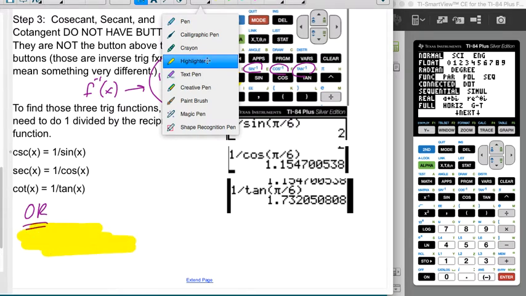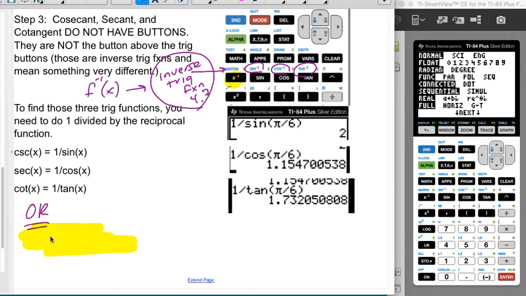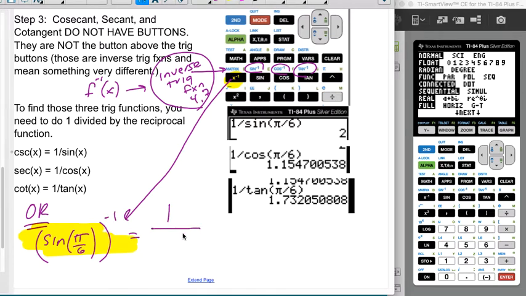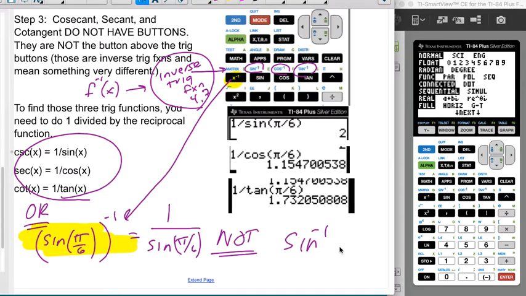You could type sine of pi over 6, whole thing in parentheses, and then use this inverse button, because that would mean 1 over sine of pi over 6. Now, I personally prefer to do the division because then I don't accidentally make that mistake. But again, to be clear, you cannot use the sine inverse button. That means something else, okay? That's something we'll get to in 4.7, but it means something else.